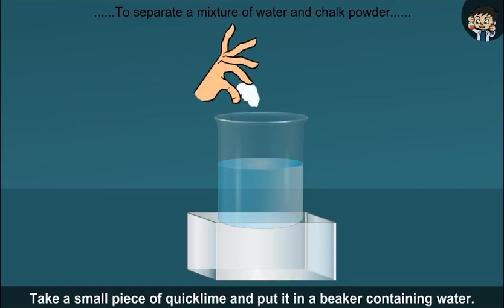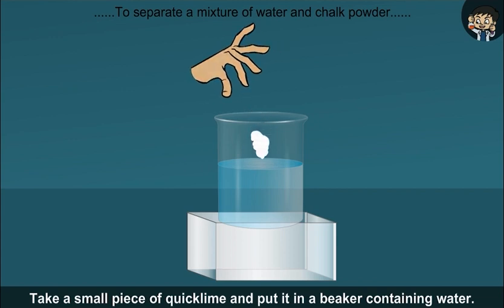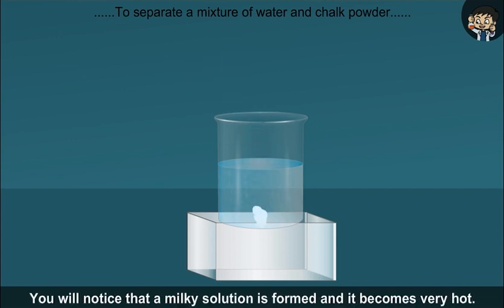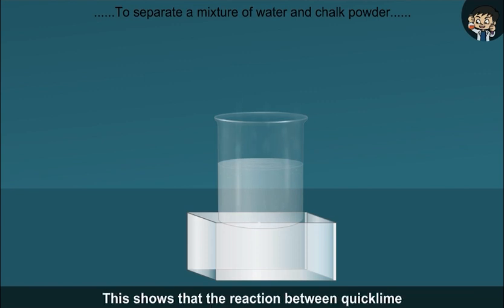Take a small piece of quicklime and put it in a beaker containing water. You will notice that a milky solution is formed and it becomes very hot. This shows that the reaction between quicklime and water is an exothermic reaction.